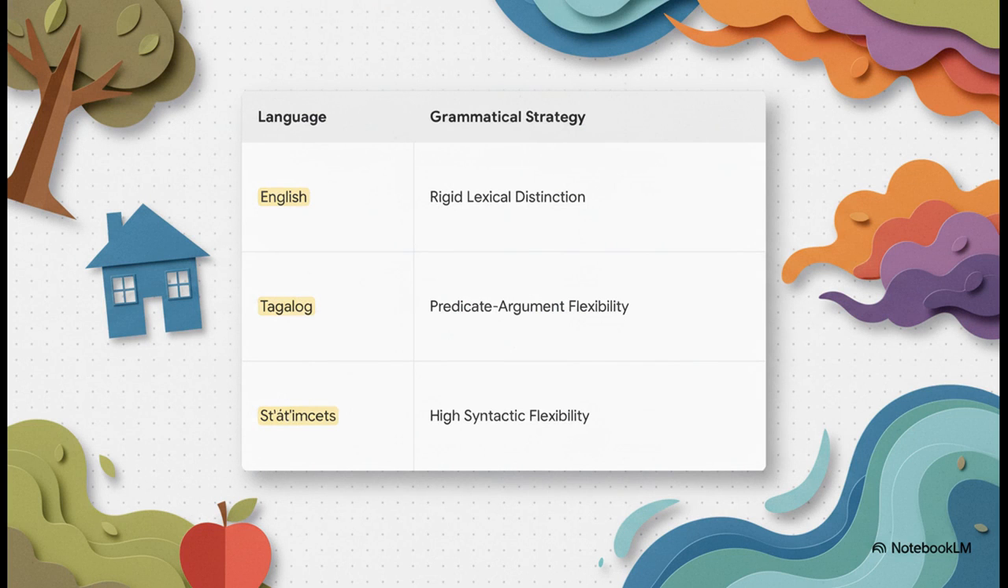So when you put it all together, you see that languages exist on a spectrum. On one end, you've got English with its really rigid, pre-assigned categories of noun and verb. In the middle, you have languages like Tagalog, which have a lot of flexibility. And then, way over on the other end, you have languages like Straits Salish, where the difference between a thing and an action is almost entirely created on the fly by the needs of the sentence itself.